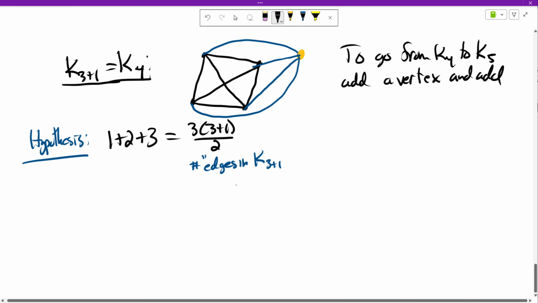Okay. So in other words, 1 plus 2 plus 3 represented the number of edges in K4. And then what we're going to do is we're going to add 4 more edges to get the number of edges in K5.